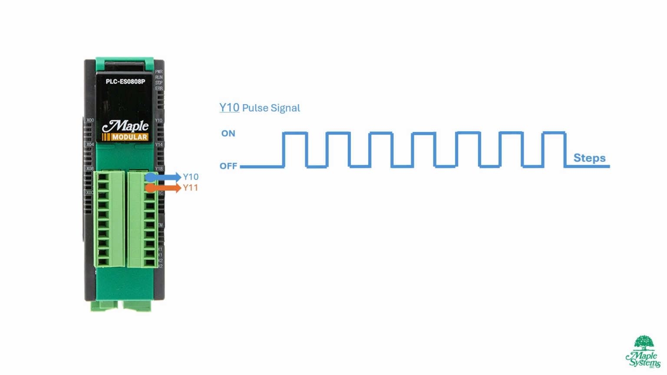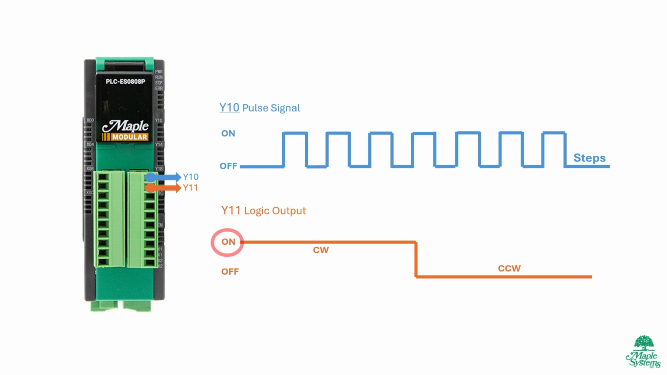Y10 is setting the pulse signal, and Y11 is the logic output signal. Y10 will tell the driver how many steps will need to be taken, and Y11 will equate to what direction the motor will turn. When Y11 is on, the motor driver will send clockwise positioning instructions when pulse signals are sent. When Y11 is off, the driver will send counterclockwise positioning instructions when pulse signals are sent.